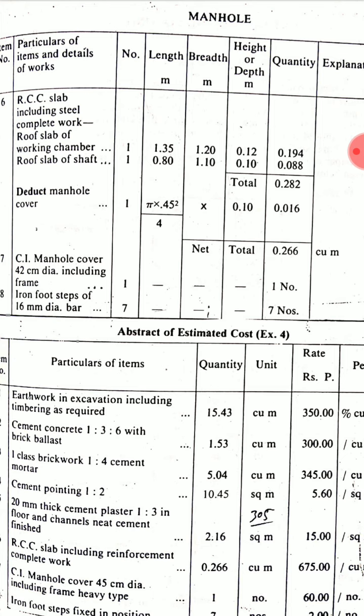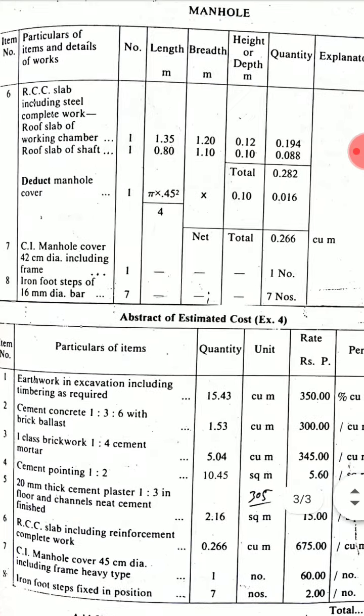So by adding these two things you will get the total quantity of slab, it is 0.282 cubic meters.